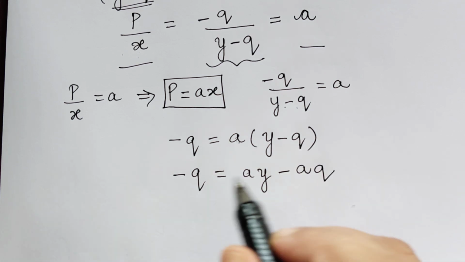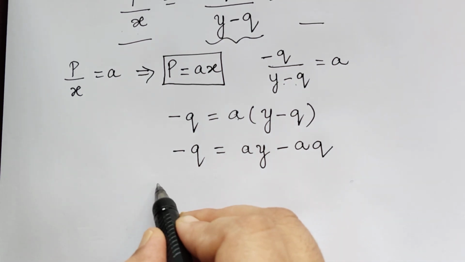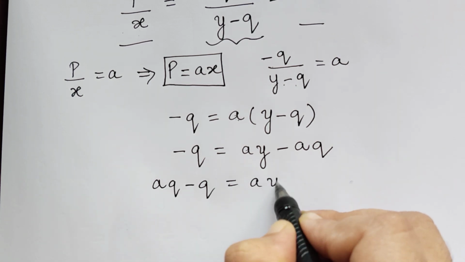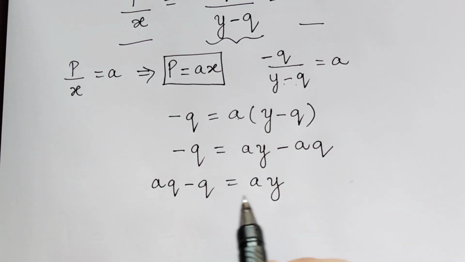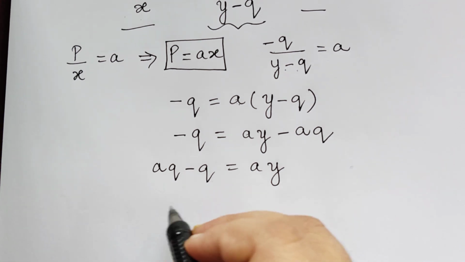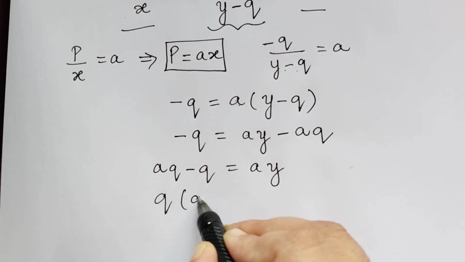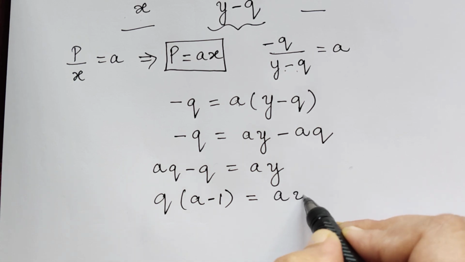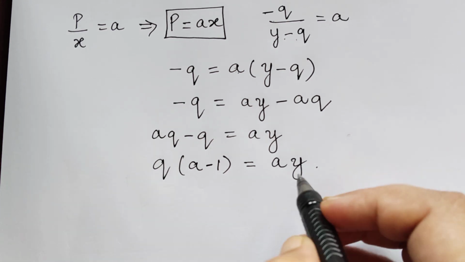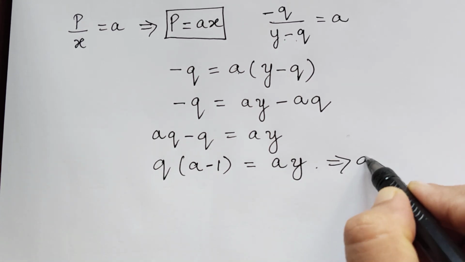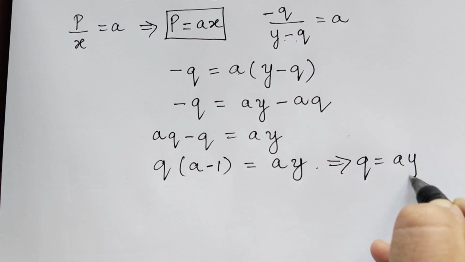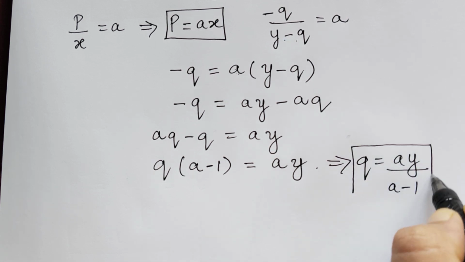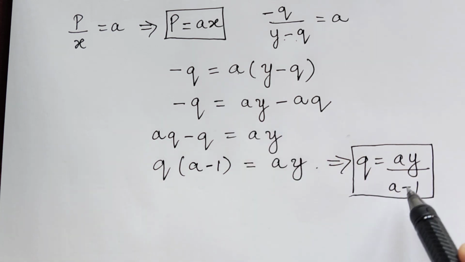So from this we have minus q to be equal to ay, and minus a multiplied with q is aq. Taking this aq to the left, we will have aq minus q is equal to ay. Now we see that q is common in these two terms, so q can be taken. So we will have q times a minus 1 to be equal to ay, and therefore the value of q from this will be equal to ay divided by a minus 1.